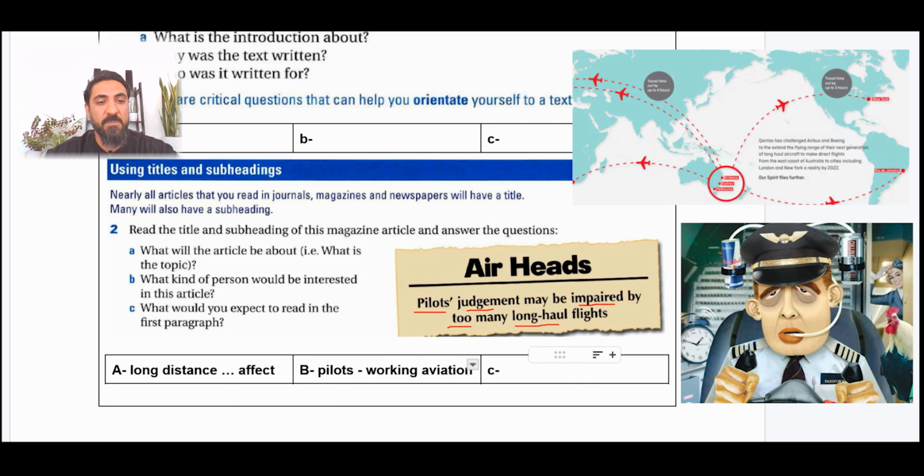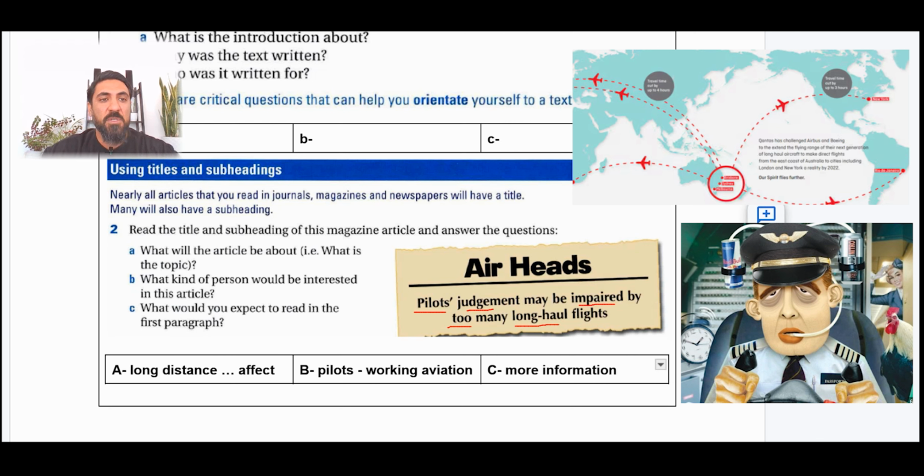And what would you expect to read in the first paragraph? So generally, you could expect to have more information about how flying might affect your decision or the pilot's decision. So more information about the topic.